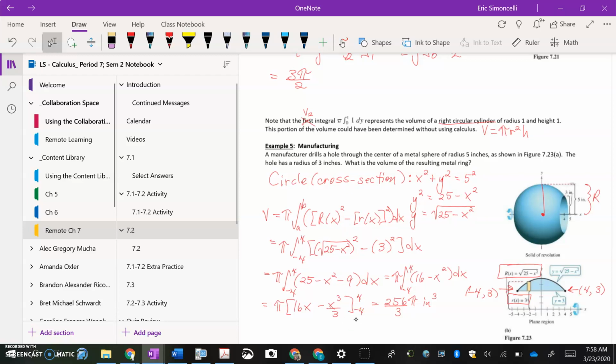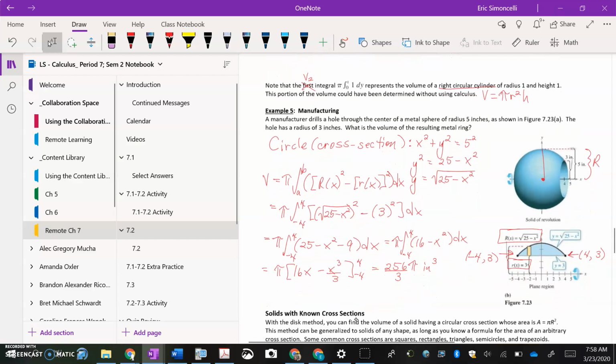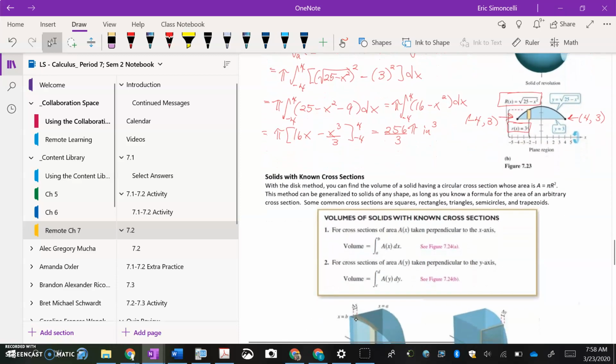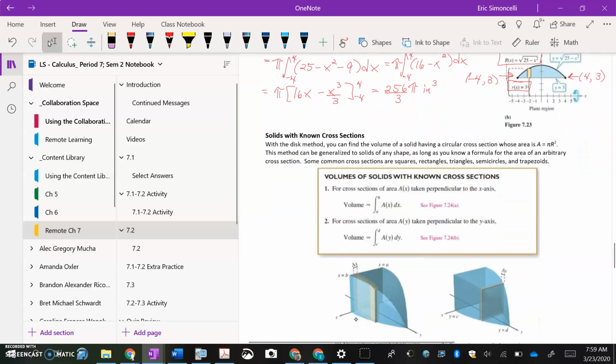Now, this particular problem took us quite a bit of time, but I do want to highlight what solids with known cross-sections entail as we finish things up for today. And that will pretty much be it. I won't do any more examples, but let's take a look. So solids with known cross-sections.